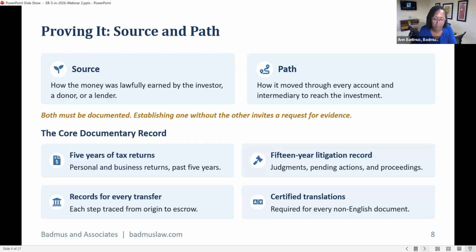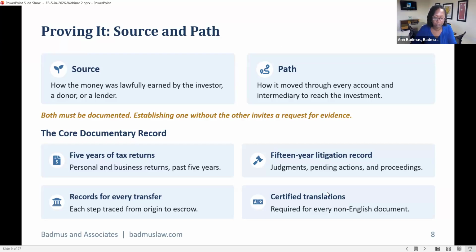They want complete records for every transfer along the path, from how you receive the funds into the escrow to the regional center, because the funds do have to be deposited to the regional center before you can even apply. You cannot say, I'm going to hold those funds until I receive my approval. No, you have to put those funds into the escrow for the regional center before you will be able to even apply for EB-5.